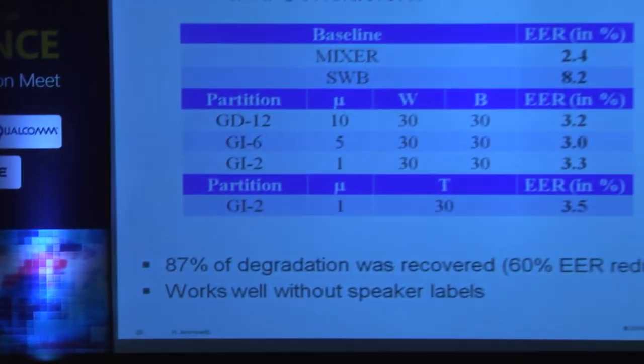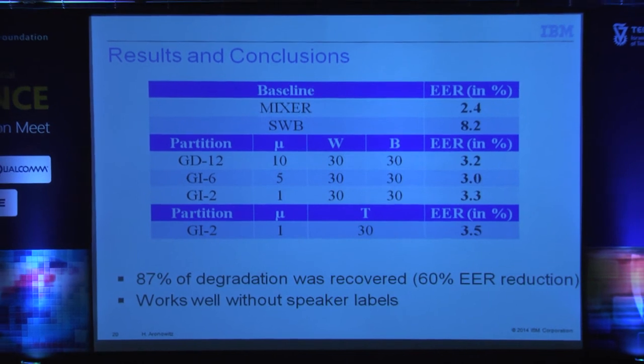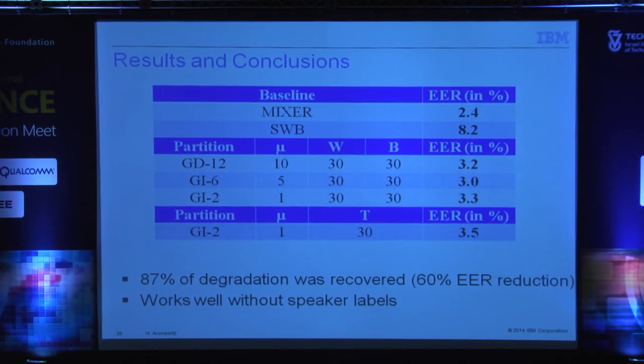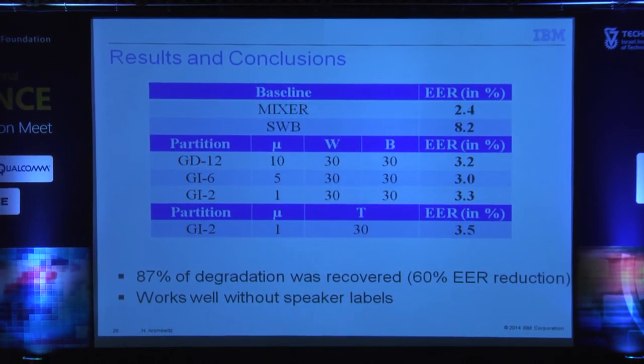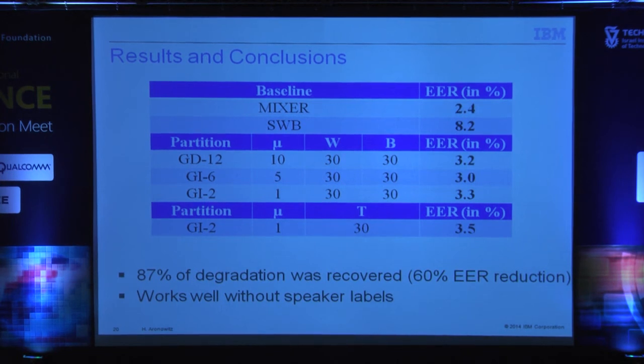Okay, so results and conclusion of this work. We started with an equal error rate of 2.4 when we had mixed data, which was pretty matched to the evaluation data. With the mismatched data, it's 8.2. And for the three different partitions, we got equal error rates between 3 and 3.3.